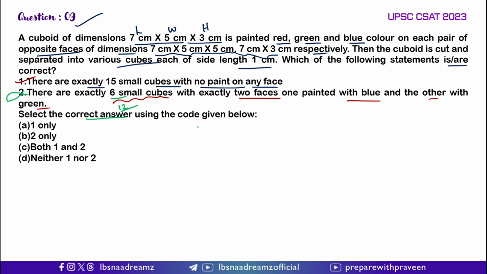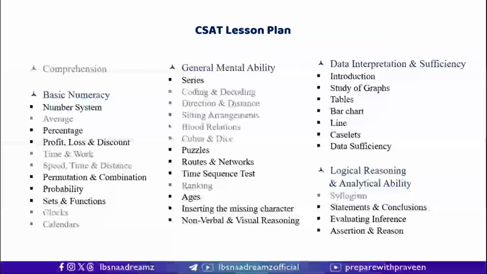Select the correct answer using the code given below. So option A, 1 only, is the correct answer. Let us check that. Yes, option A, 1 only, is the correct answer. With this, we are completing lesson 13, cubes and dice.